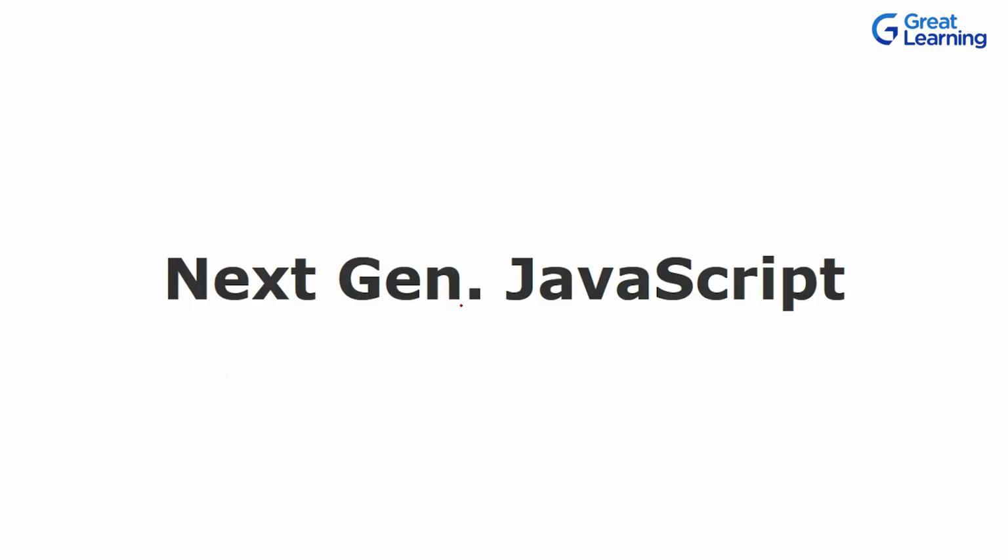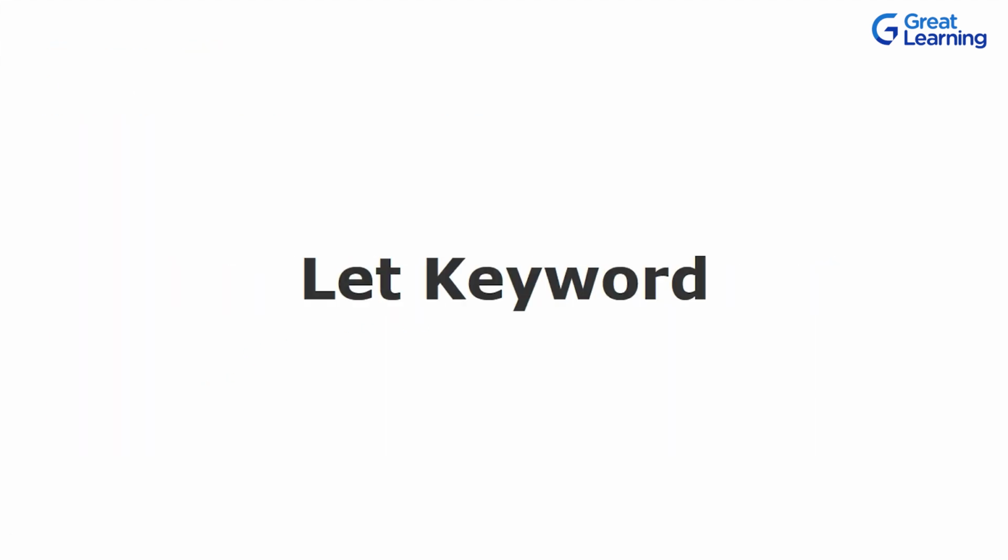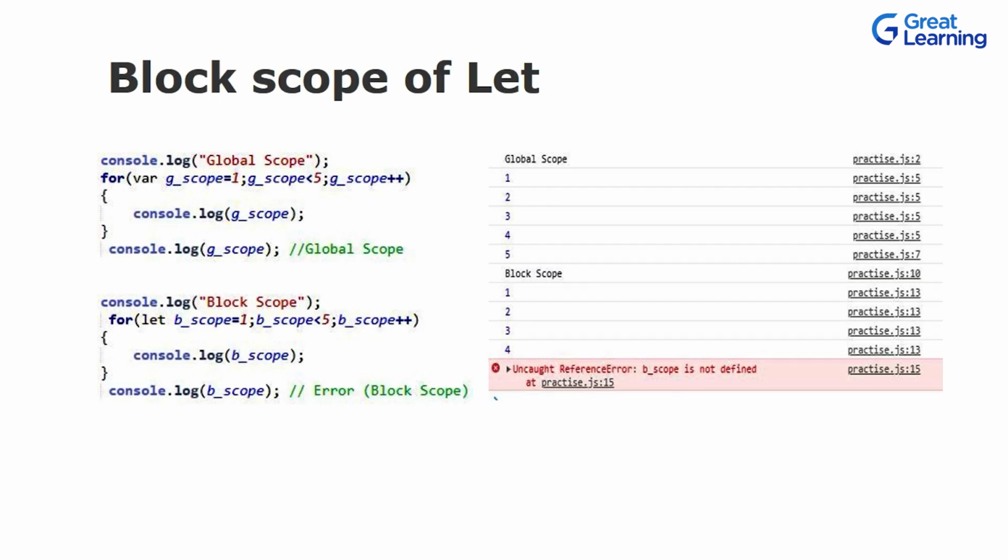Now let's talk about next generation JavaScript features. First, let's talk about the let keyword. If you observe carefully, earlier we used the keyword var for declaring variables. Now, if I declare a variable with the help of var, we have this gscope, which is declared inside a for loop. In earlier traditional languages like Java or C or C++, we cannot access this gscope outside this block, right? Outside this block, we shouldn't be able to access it.